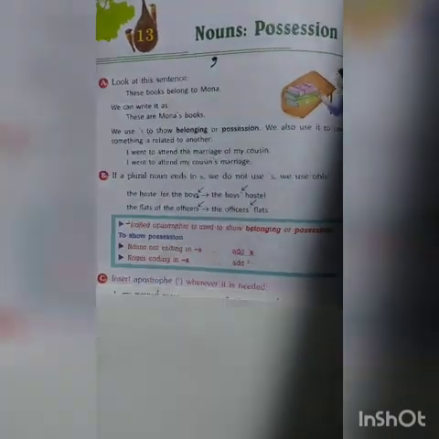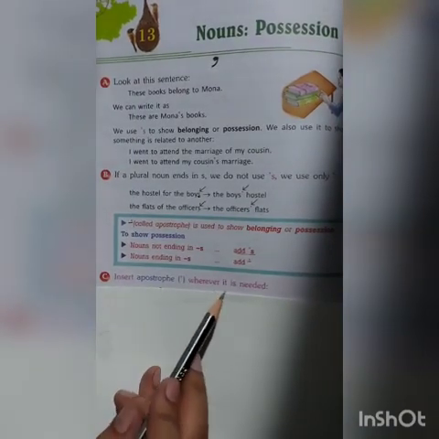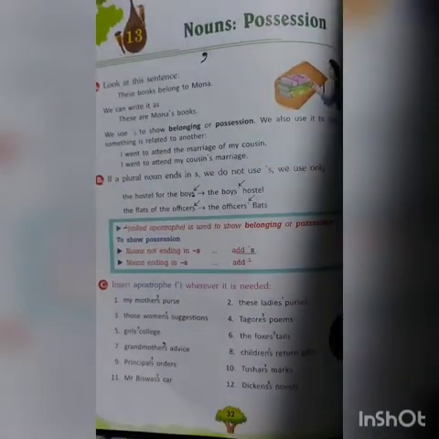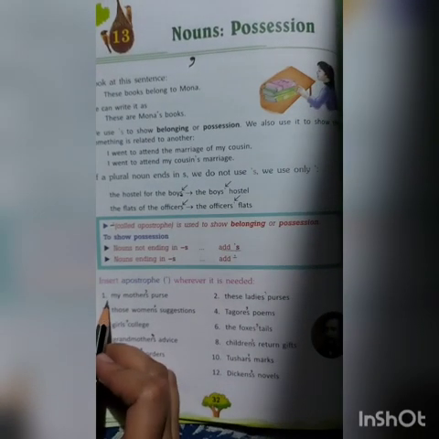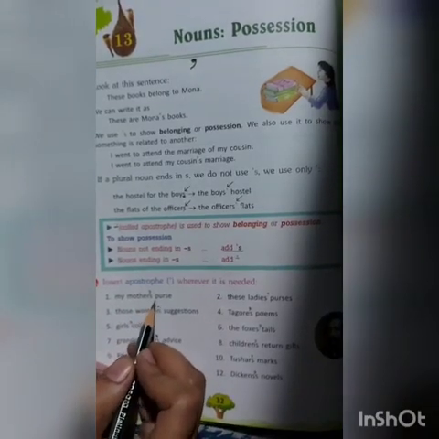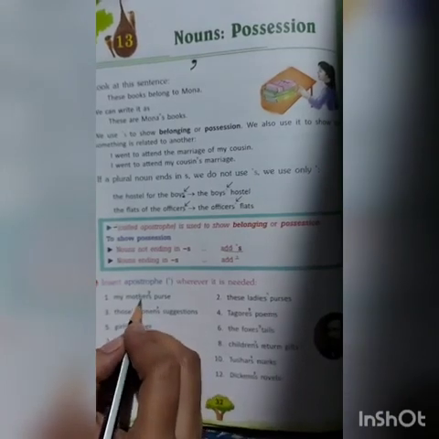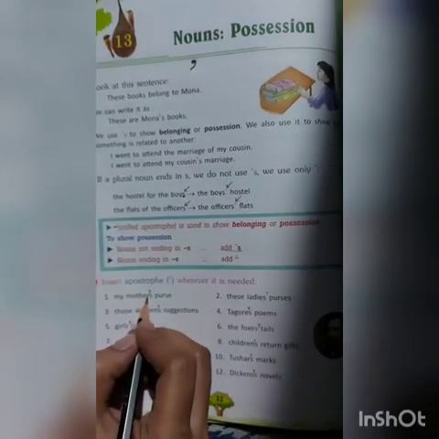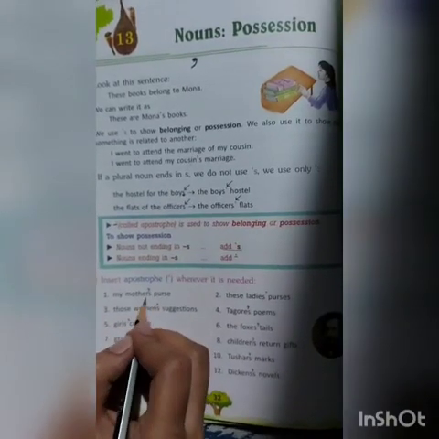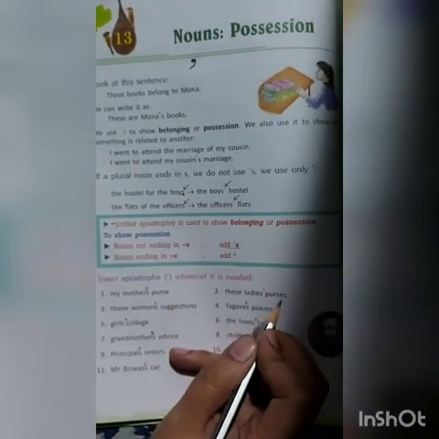Now, exercise C. Insert apostrophe wherever it is needed. So let's see. First, my mother's purse. It means what? The purse belonging to my mother. So here, what will we do? We'll add apostrophe after the word mother, and it will be followed by S. So, my mother's purse. Next, these ladies' purses.